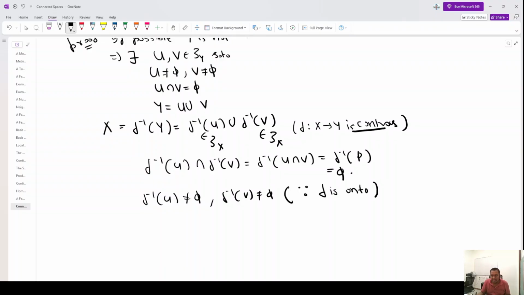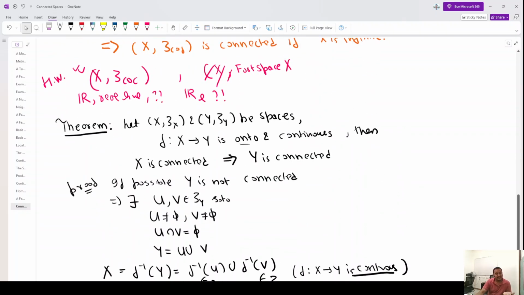So see, we have used continuity also, we have used surjectivity also, or ontoness also. So what you are getting is X you can write as union of two open sets which are disjoint, non-empty. So this is not possible. So this implies X is not connected, or disconnected. This is a contradiction. Why? Because you have assumed that X is connected.